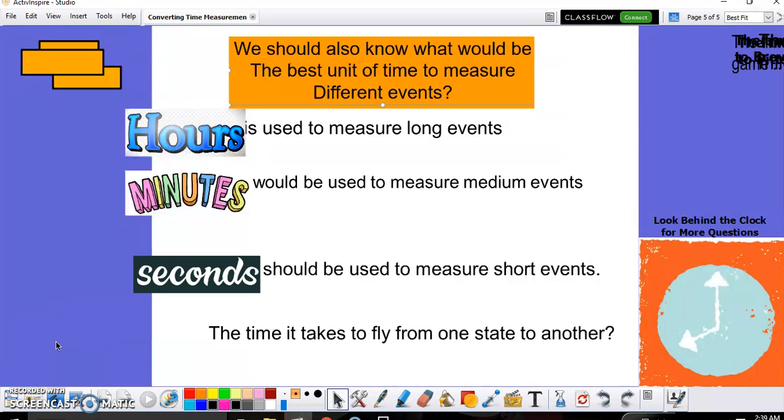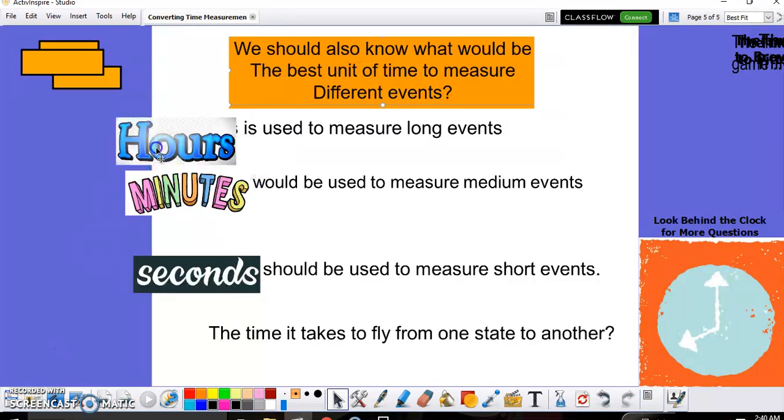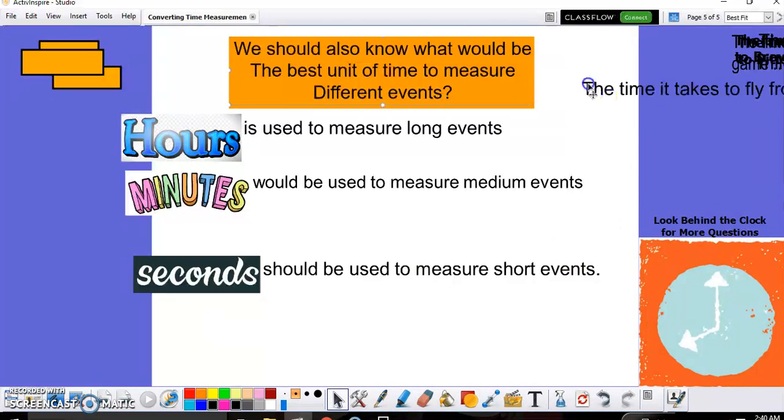Good luck. Now let's hop aboard a plane. What is the best unit of time measurement to estimate the time it's going to take to fly from one state to another? So for example, if you're flying from Pennsylvania to Florida, would that take hours, minutes, or seconds? My answer here is, of course, hours. So as long as you can remember, hours is used to measure long events, minutes somewhere in the middle, and seconds are those really, really short events.